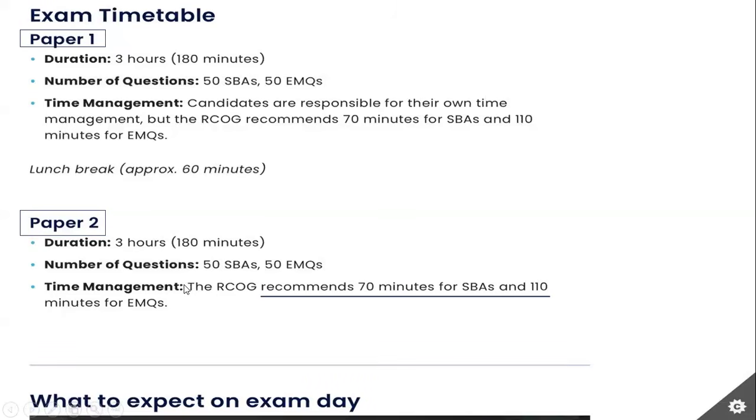Paper 2 also lasts 3 hours, 180 minutes, and includes 50 SBA questions and 50 extended matching questions. For time management, concentrate more on the EMQ, which will take more time, about 110 minutes, and for the SBA around 70 minutes.